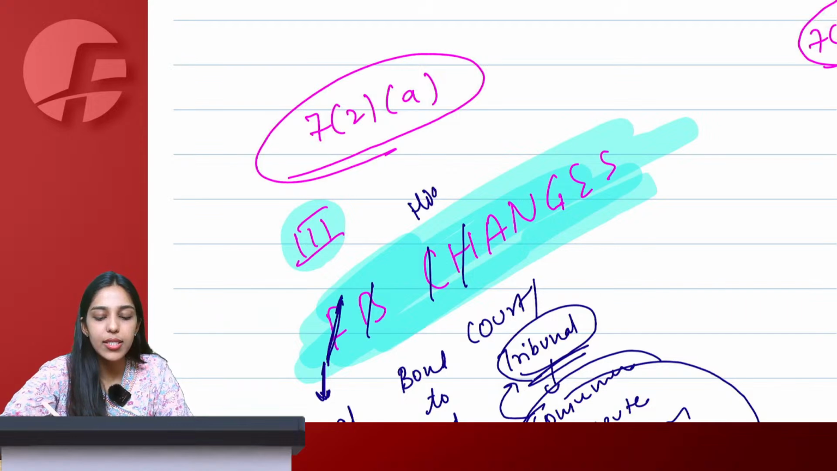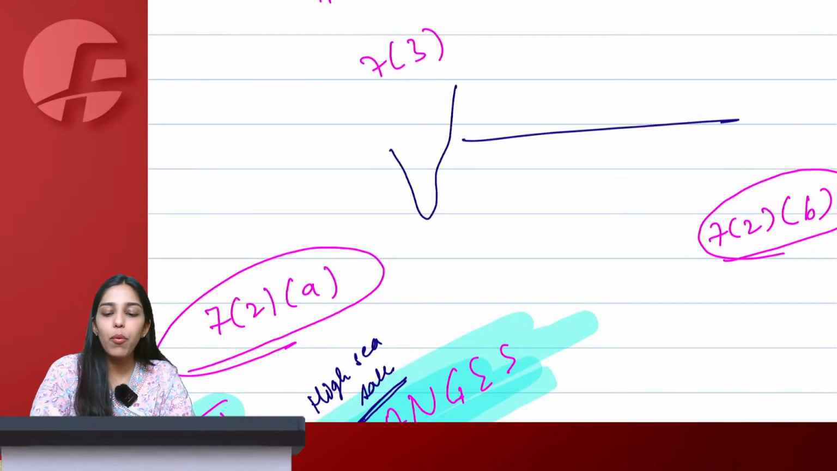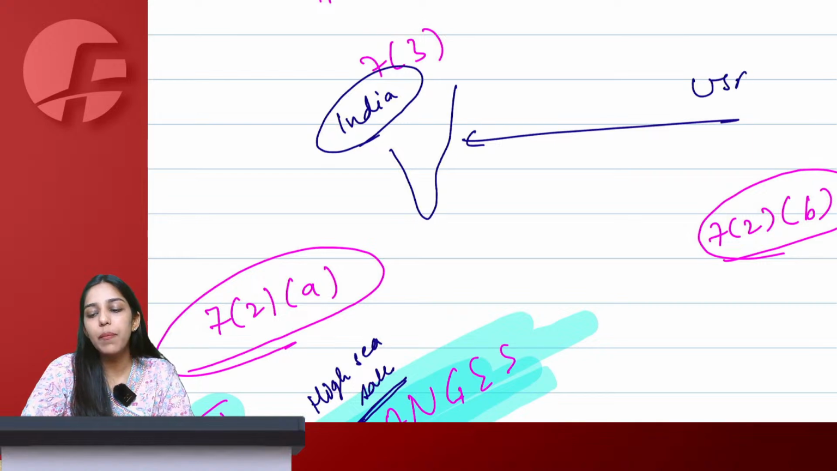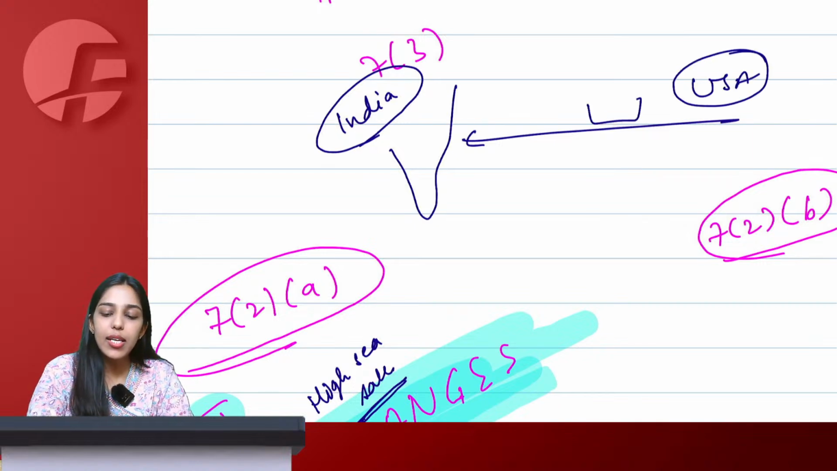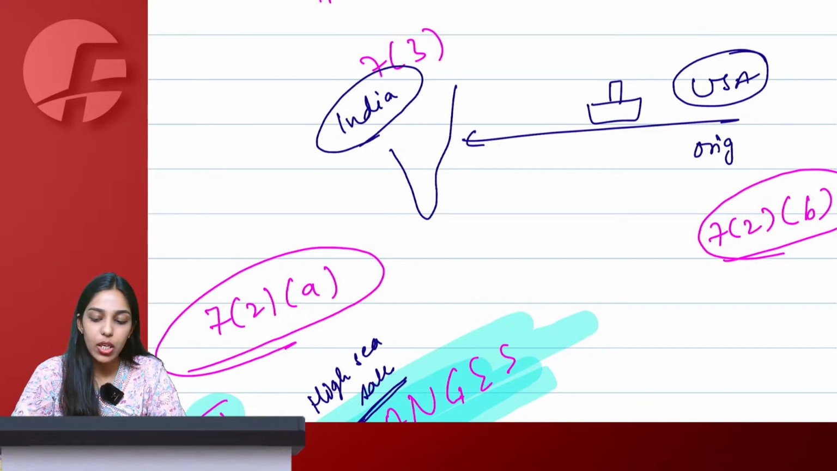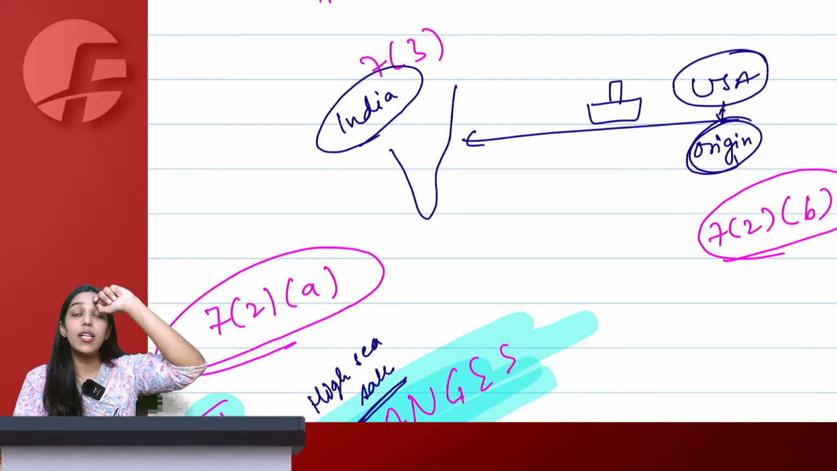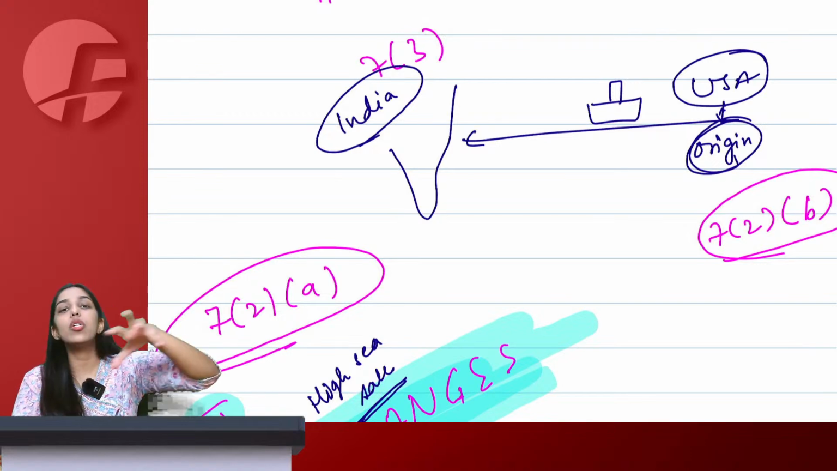H means high sea sale. What do we understand by the term high sea sale? Let's say I have imported something. I stay in India. I have imported something from USA. The vessel has left the port of exportation, the port of origin. The goods are in high sea.